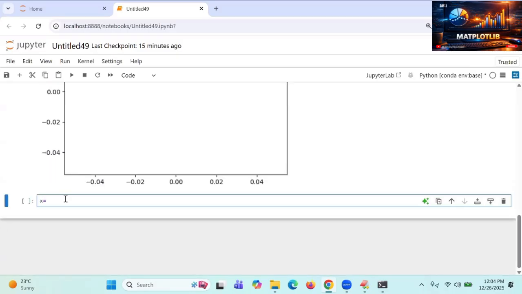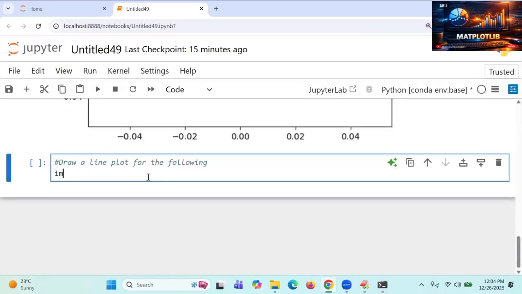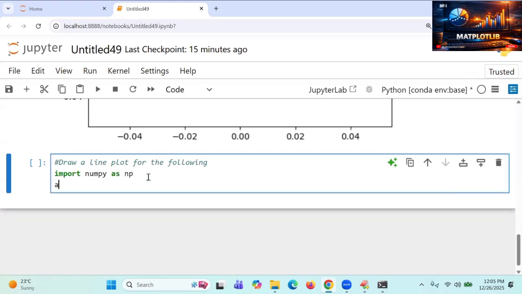First, without giving an introduction, I'm going to show some small diagrammatic representation. Draw a line plot for the following. Let us increase the font. Now I'm going to take it. Import NumPy as np, and a is equal to np.array of 1, 2, 3, 4, 5. What is this, 1 2 3 4 5?